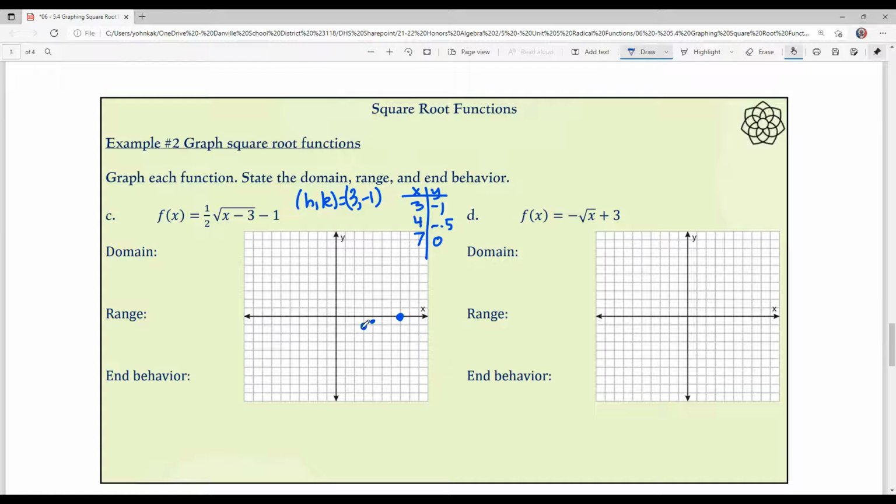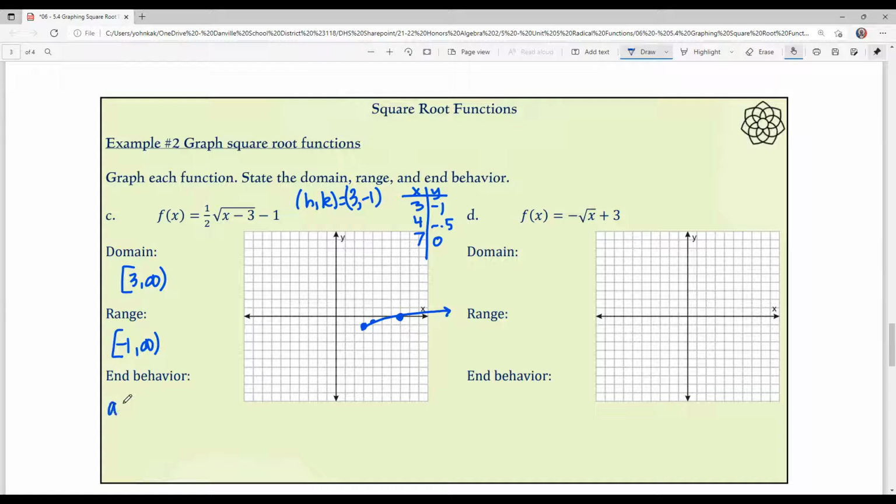After that, it's going to get kind of tricky and ugly with decimals, so I'm just going to keep my graph like this. My domain is all my x values. Those start at 3 and continue on to infinity. So 3 with a square bracket to infinity with a parenthesis. My range is starting at -1 and getting bigger. So -1 with a square bracket to infinity. Again, h and k, 3 and -1.